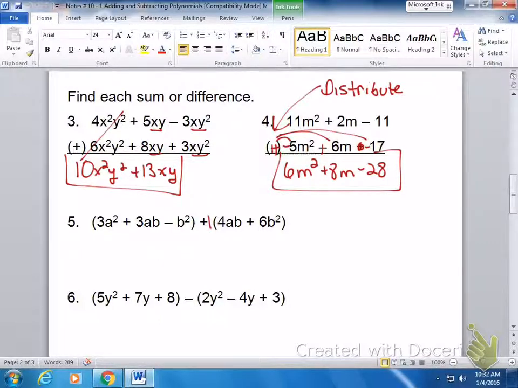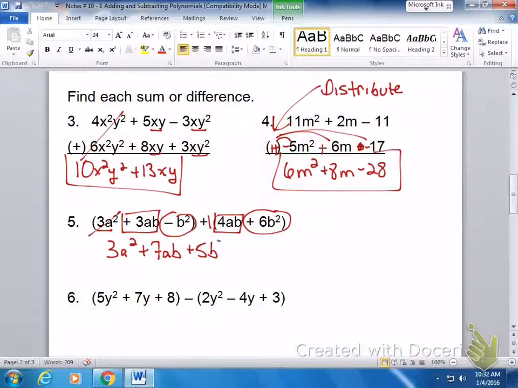It's a positive, or we're adding, so if I distribute, nothing changes. So let's just leave the parentheses. Let's start with our 3a squared. If I look at the rest of my terms, there are no other a squareds, so I just pull it down. 3a squared. Now I'm going to come over here to plus 3ab. Well, I do have a plus 4ab over here. 3 plus 4 is 7ab. Now I have negative b squared. I have a positive 6b squared, which gives me plus 5b squared. So that's all there is to that one.